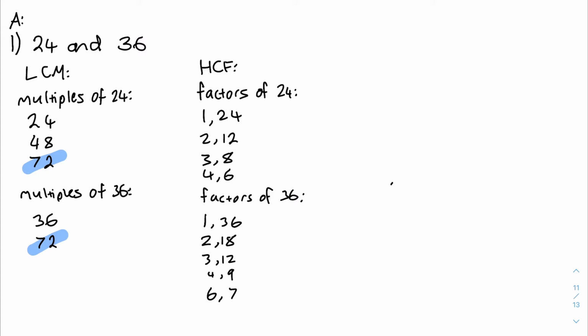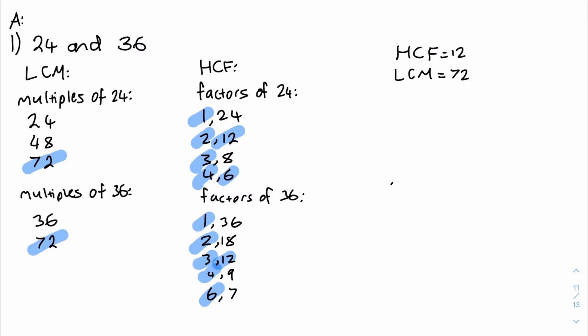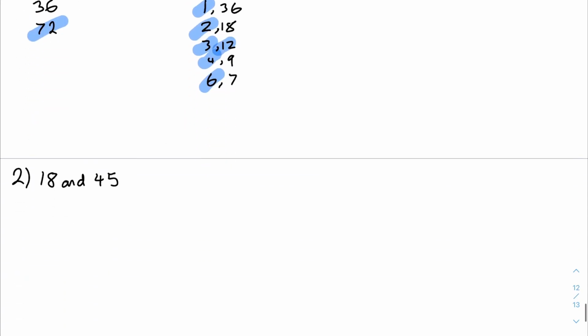So let's highlight all the common ones we have here. Obviously we have a 1 in both lists, a 2, a 3, a 4, a 6. We don't have a 7 in both lists, we don't have an 8 in both lists, we don't have a 9, but we do have a 12 in both lists. So that means that our highest common factor here is going to be 12. Okay? So we can say that the highest common factor is 12 and the lowest common multiple is 72. All right, moving on to the next one now.